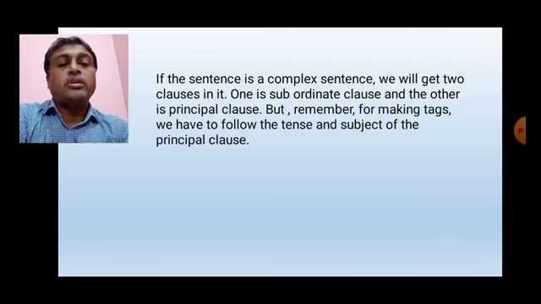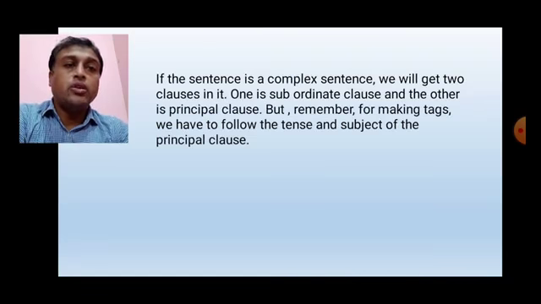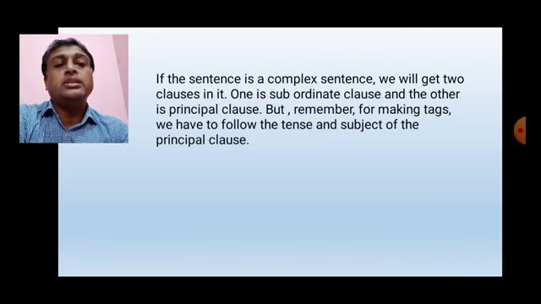Okay. Today's first rule is, if the sentence is a complex sentence, we will get two clauses in it. One is the subordinate clause and the other is the principal clause. But remember, for making tags, we have to follow the tense and subject of the principal clause. That means we all know, according to the formation, there are three kinds of sentence: simple sentence, complex sentence and compound sentence.